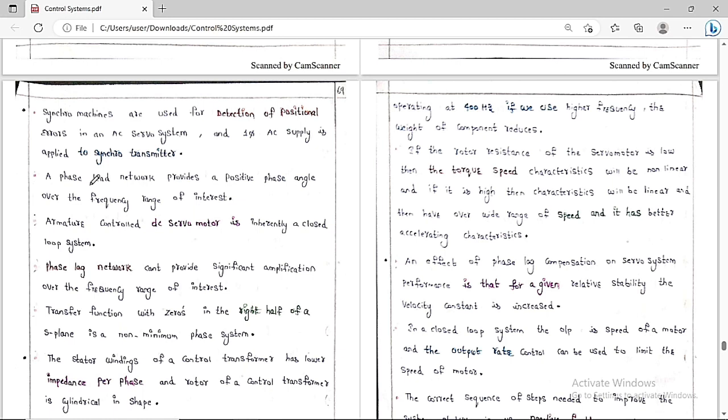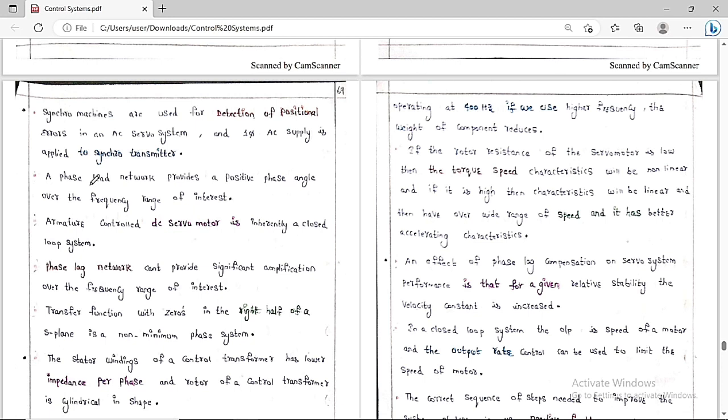The next point is phase lag network can't provide significant amplification over the frequency range of interest. So I can say only one important point. What is the meaning of this one? Phase lag network, I've already told you, is going to improve the steady state response, but it is going to degrade the transient response to a smaller extent.